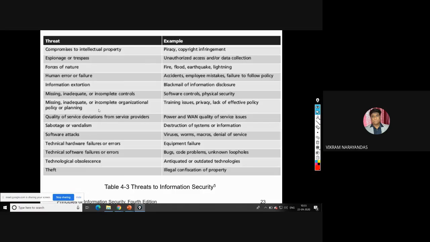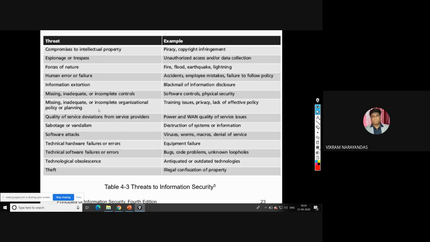So these are threats to information security already discussed in the first chapter. Compromise to intellectual property, it may be privacy, copyright, trespass, espionage, unauthorized access, data collection. Examples we discussed: force of nature, fire, flood, earthquake, lightning, human error, failure, accidents, employee mistakes, information extortion, blackmail, disclosure of information, missing, inadequate, incomplete controls. Generally examples are software controls, physical security.